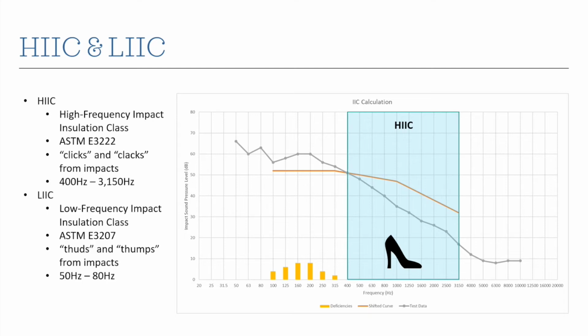LIIC stands for Low Frequency Impact Insulation Class. It's ASTM E3207, deals with thuds and thumps from impacts, and it's this range from 50 to 80 hertz. So the HIIC is within the range that we're already measuring and using for the IIC calculation. The LIIC is outside of that range. It gets at those thumps and thuds, that low frequency stuff that Blazier and Dupree said were really important but are ignored by the IIC rating.